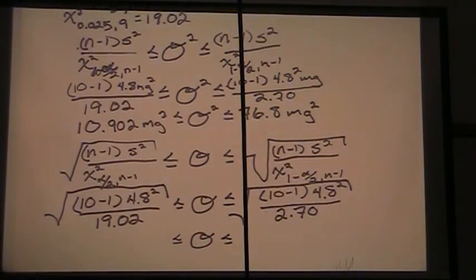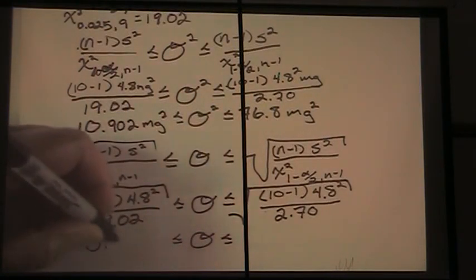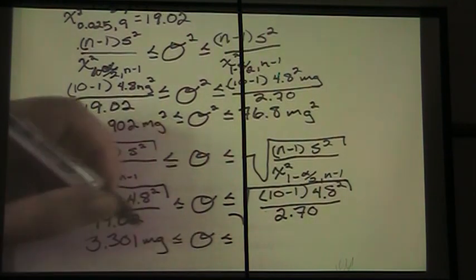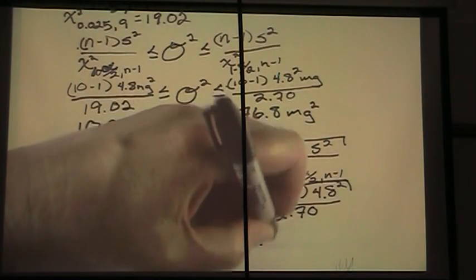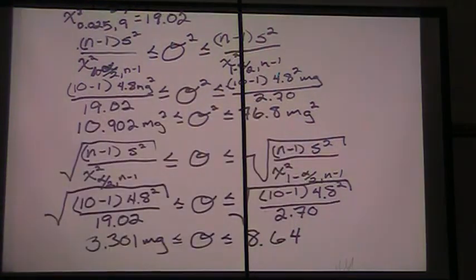All right, so our standard deviation is 3.301 milligrams at the lower bound and, excuse me, that should be 8.764 at the upper bound. Okay, I should have increased the size of my Excel as I usually do when I'm showing you guys how to work with Excel.